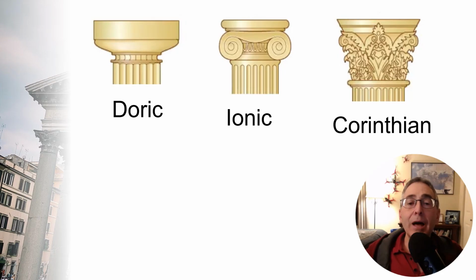The most obvious aspect of the orders are the capitals, which sit on top of the columns. For the Doric order, it's very simple, and I remember it because I see a D on its side when I look at it right here. One could say an upside down D, but I think an upside down D is more like just a D.